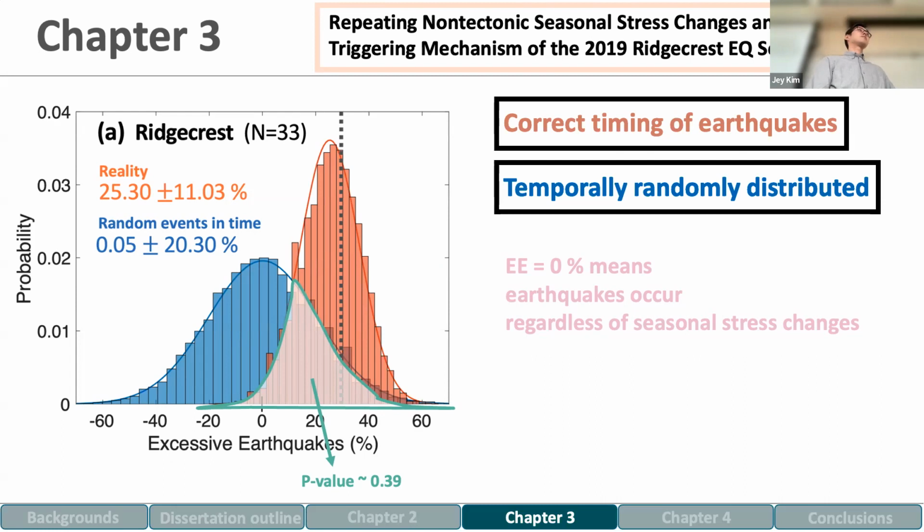But again, taking into account the uncertainties is very important. So we only have about 65% confidence to say that our observation is not from a random process.